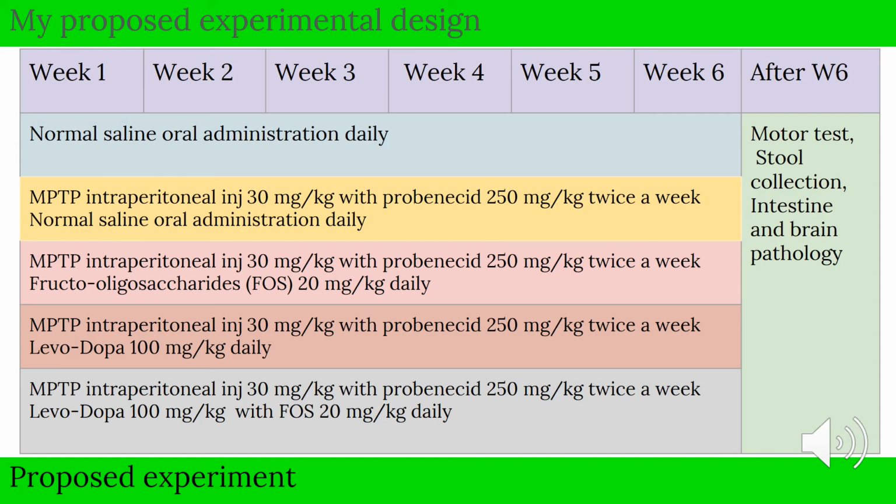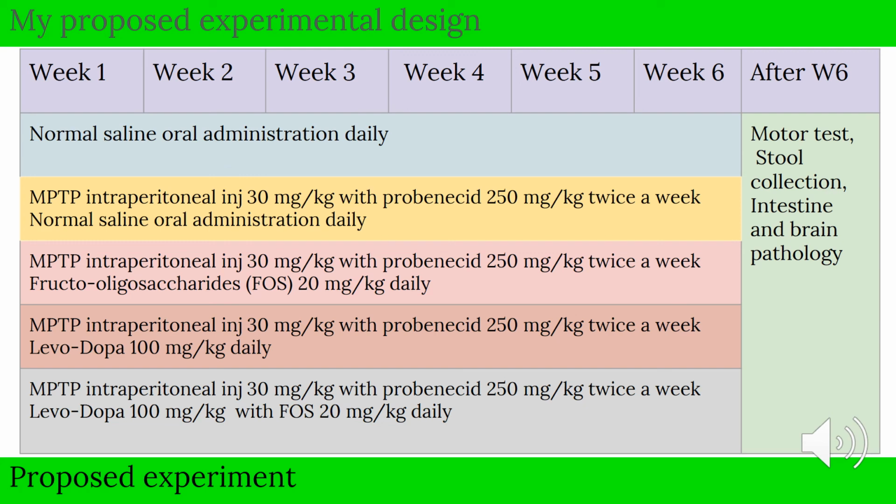And after we collect the motor test, the non-motor test, stool collection, intestine, and brain pathology, we will compare between these 5 groups. And you might have a question, what is the importance of the levodopa and the mixed group? The first 3 groups are pretty straightforward because we want to know the effect of fructooligosaccharides, so we have to compare with the negative one and the one without fructooligosaccharides.